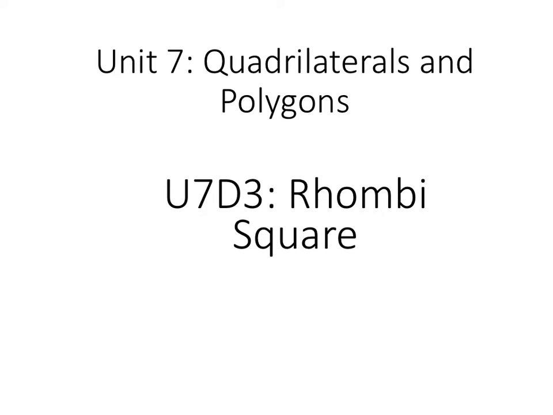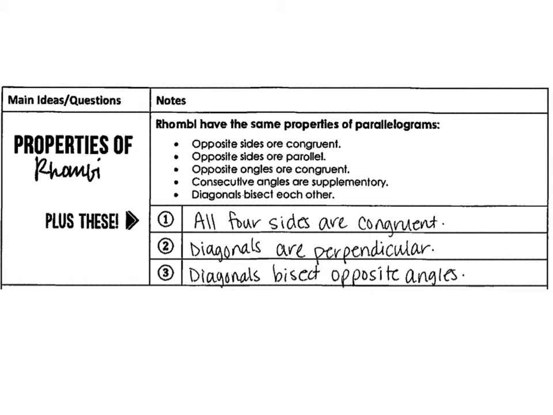Unit 7, Quadrilaterals and Polygons. Today we're going to be talking about a rhombus and a square and the properties of those. So a rhombus has all the properties of a parallelogram, and now we're going to add some additional properties. All four sides are congruent, the diagonals are perpendicular, and the diagonals bisect opposite angles.